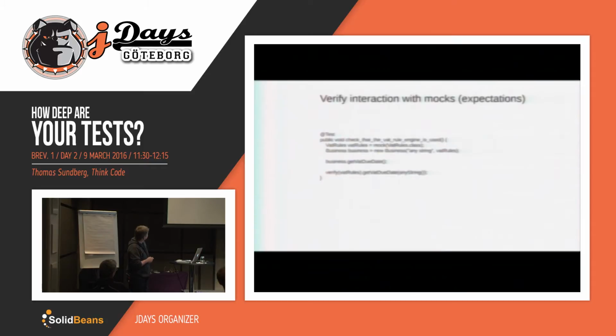I have some kind of business, which in this case takes any string. That string should represent my organization number one day when it grows up. When I create a new business, I supply it with the VAT rule engine. And then I make sure that when I ask for the get VAT due date, that one should be used. That's a way for me to verify interaction.